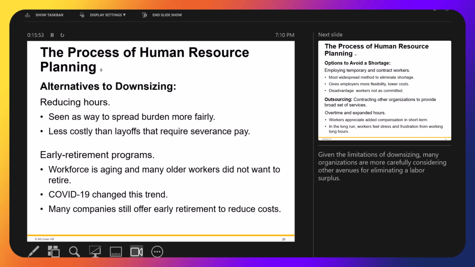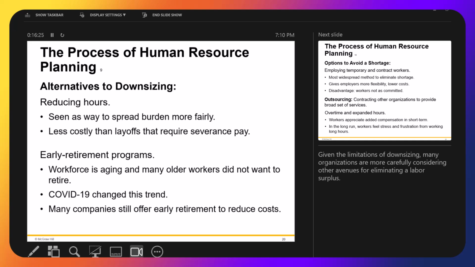So alternatives to downsizing. Reducing hours, seen as a way to spread burden more fairly. Less costly than layoffs that require severance pay. Early retirement programs. Workforce is aging and many older workers did not want to retire. COVID-19 changed this trend. Many companies still offer early retirements to reduce costs. And COVID was a game changer globally. So some of the things that happened as a result of COVID, we still do, and this is one of them.